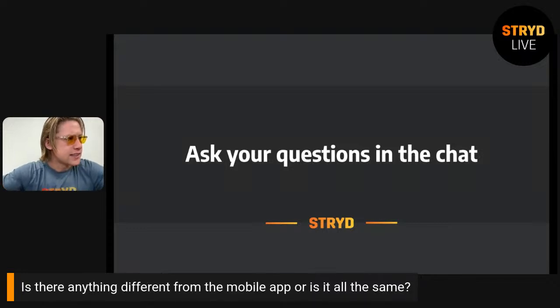The first question here, is there anything different from the mobile app, or is it all the same? And that's a great question. The features are effectively identical here. You can build the same workouts, the same workout steps, same workout intensities. So really, it's the same feature set you're getting on mobile. It's just offered on the Power Center instead of through the Stryd mobile app.